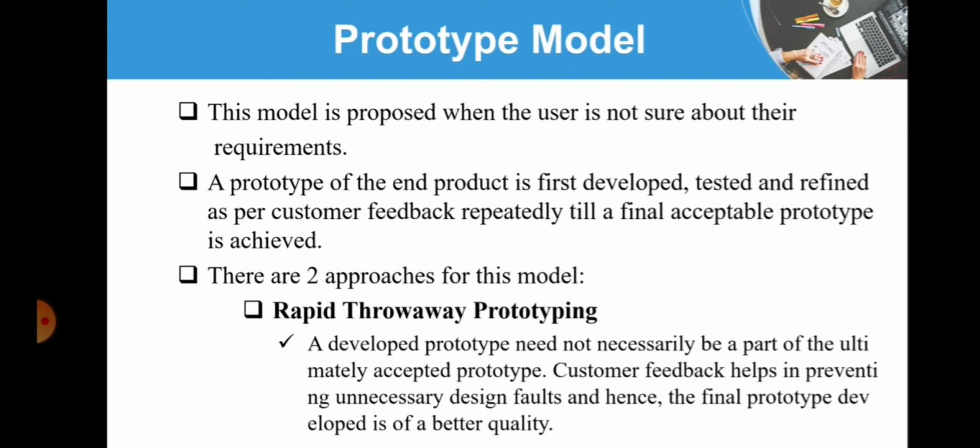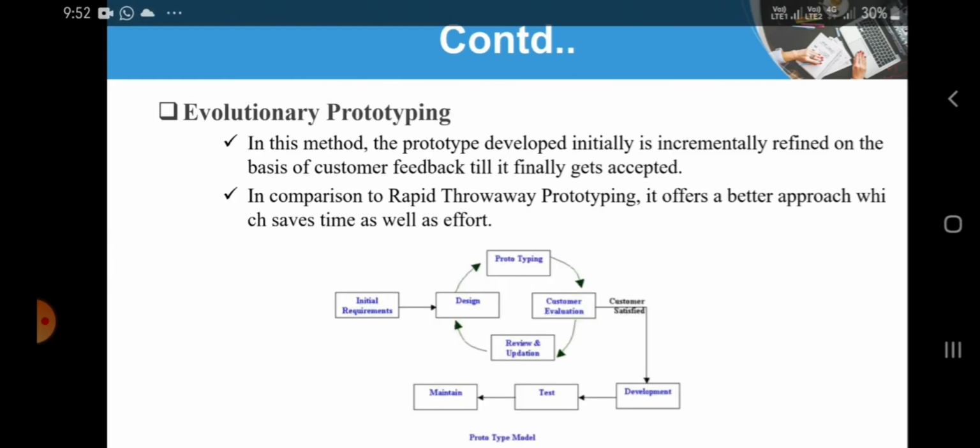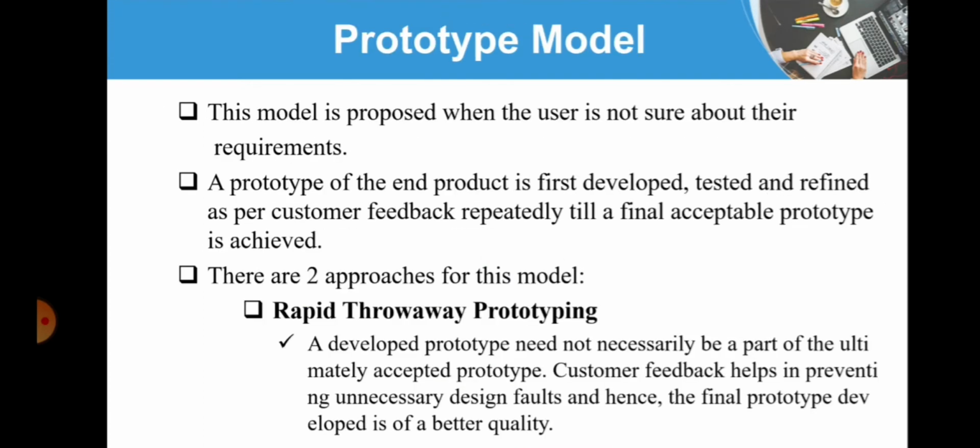Here the prototype model consists of two main approaches, that is rapid throwaway prototyping and evolutionary prototyping. In rapid throwaway prototyping, a prototype is developed from an outline specification, which is then delivered for experimentation and modified according to the customer feedback. The specification is then derived from the prototype and the system is implemented.